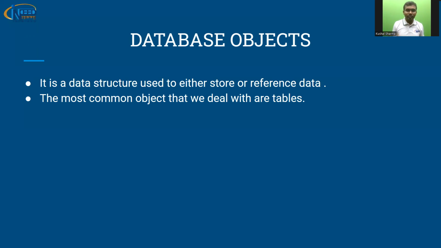This will have certain objects inside it. These objects are basically to store the data. Now this could be tables, these could be views, these could be stored procedures. So we will have such entities inside the databases. The most common things which we will come across or create and manage are database tables. These are called database objects where data is stored or referenced.